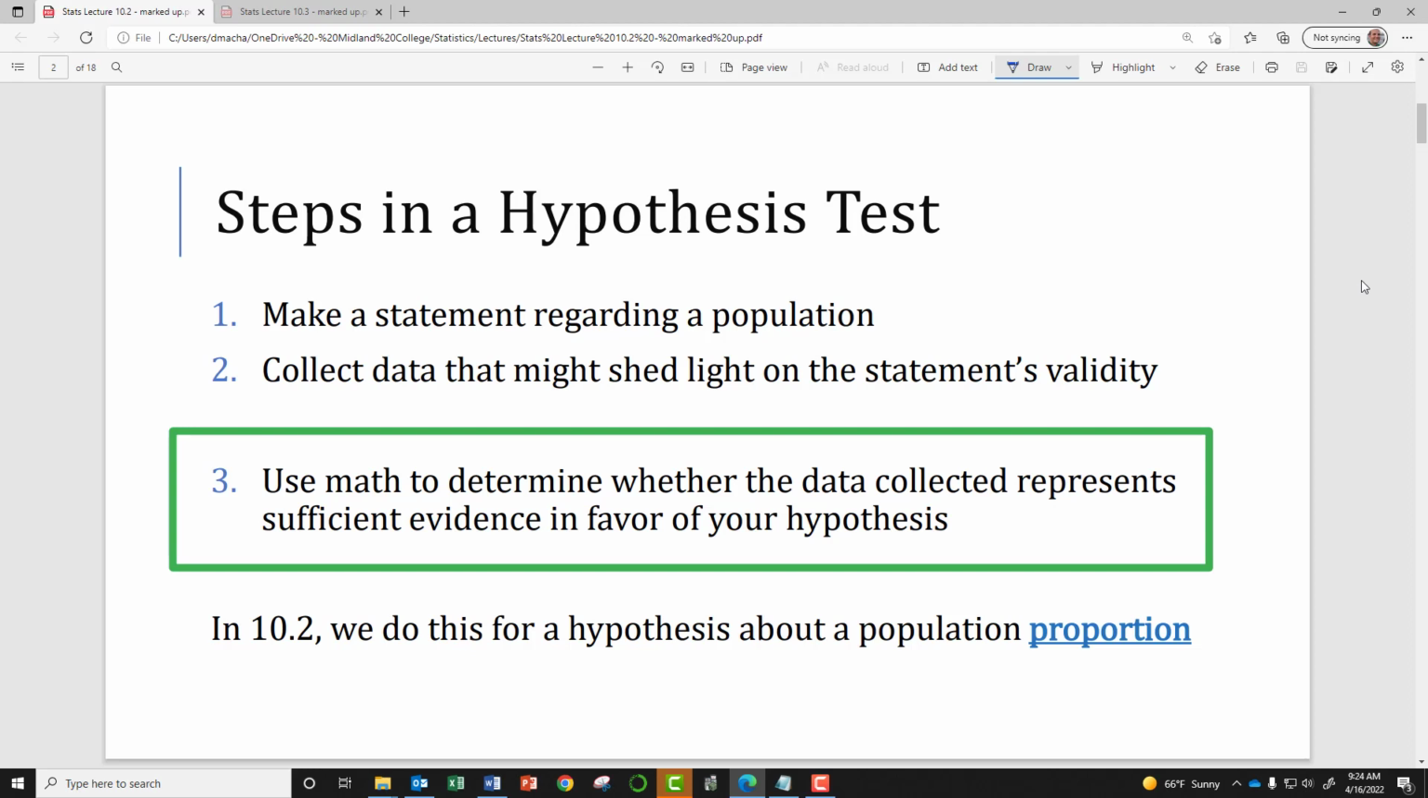Just as a heads up, in 10.3, we're going to be figuring out the math for a hypothesis test about a population mean. So whether you're talking about a population proportion or a population mean, the math is going to change just a little bit between those cases.